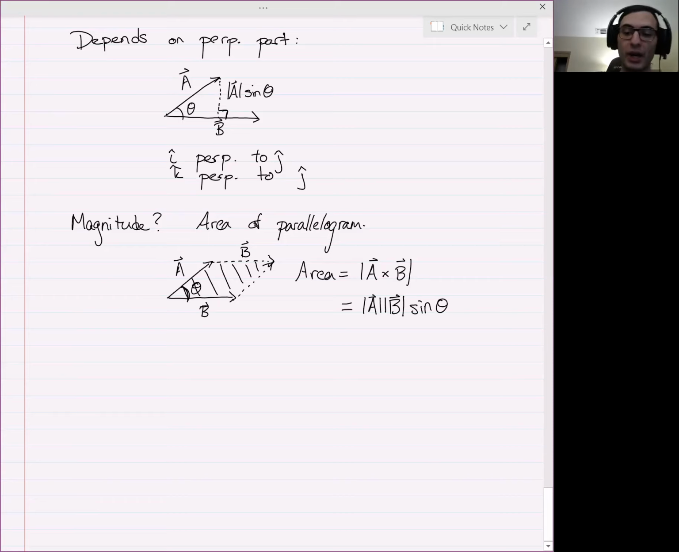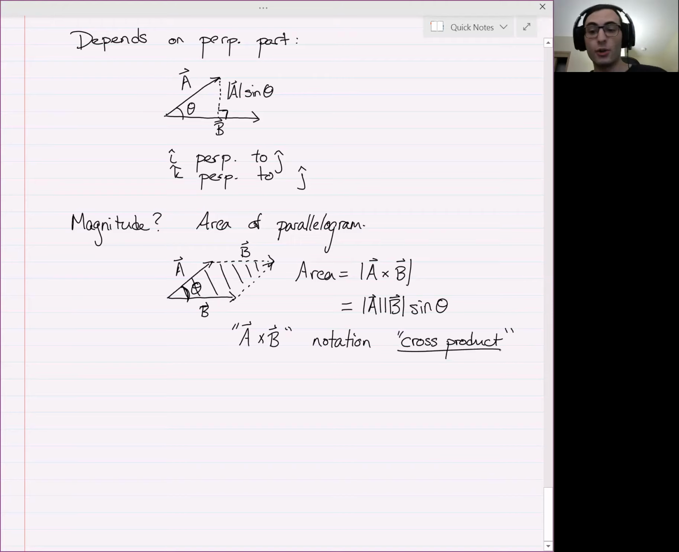The notation, by the way, is just the standard x for multiplication. So that means that from now on, you're not allowed to use x for multiplication of things. Otherwise, they'll think you're taking a cross product. And the x is also sometimes referred to as a cross, hence the name cross product.